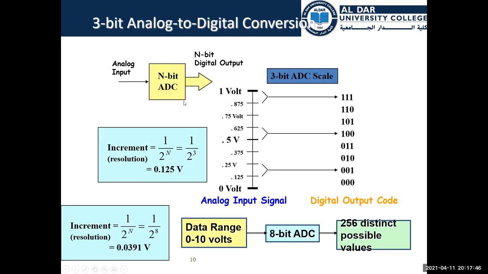Okay, so what about if we extend this to 8-bit? This is going to give us 1/2^8. The incremental value is going to be 0.00391 voltage. This is going to give us a very small value, and maybe the accuracy will be affected, as I told you before.